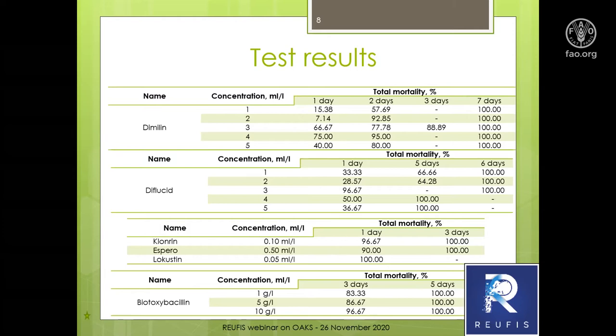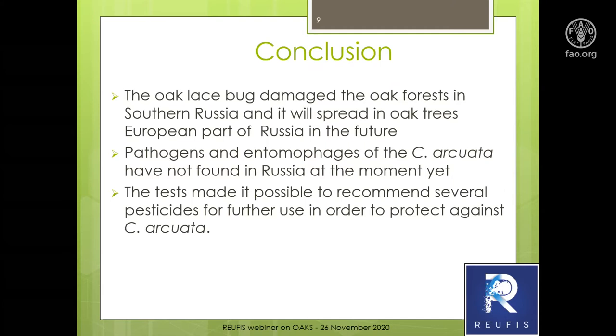Summing up, we can say that the oak lace bug has damaged the oak forest in southern Russia, and it will spread to oak trees in the European part of Russia in the future. Pathogens and entomophages of Corythucha arcuata have not been found in Russia at the moment. The test made it possible to recommend several pesticides for further use in order to protect against Corythucha arcuata. The pesticides can be used after completion of the registration procedure.